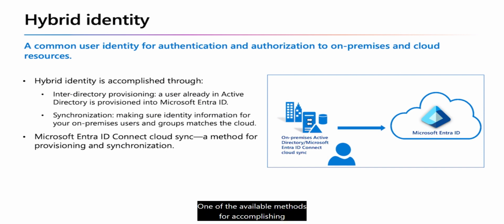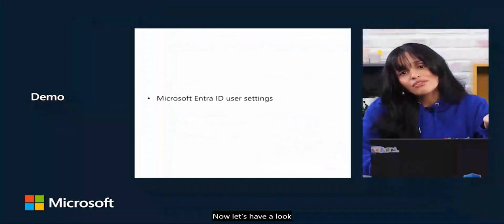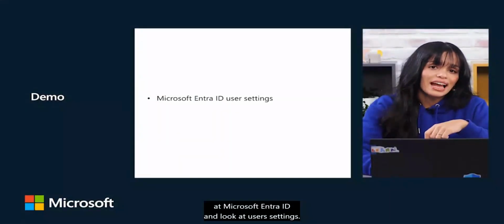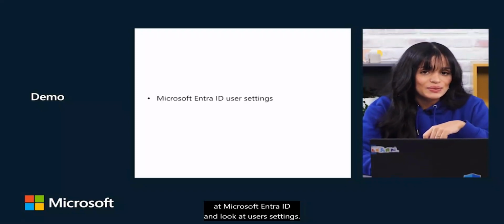One of the available methods for accomplishing inter-directory provisioning and synchronization is through Microsoft Entra ID Connect Cloud Sync. Microsoft Entra ID Connect Cloud Sync is designed to meet and accomplish your hybrid identity goals for the provisioning and synchronization of users, groups, and contacts to Microsoft Entra ID. Now let's have a look at Microsoft Entra ID and look at users' settings.